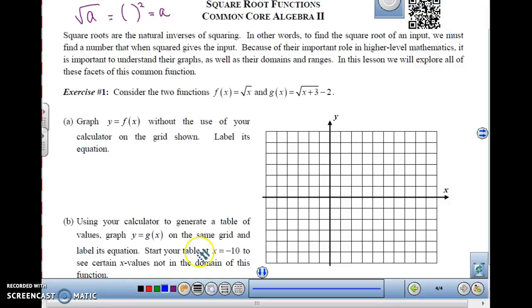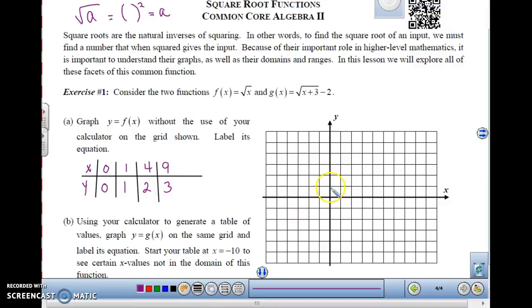If we are going to look at the square root of x, we probably want to use perfect squares. What would be my first perfect square? I'm thinking 0. If x is 0, the square root of 0 is 0. Next perfect square would be 1. The square root of 1 is 1. Next perfect square would be 4. The square root of 4 is 2. And the next perfect square would be 9. The square root of 9 is 3.